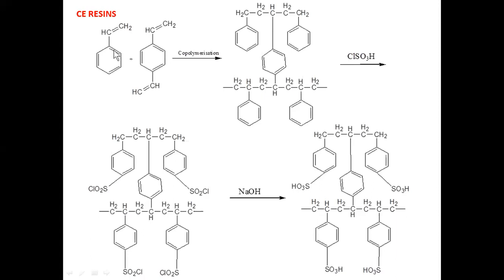Copolymerization reaction is performed between styrene and divinyl benzene in order to get a copolymer. It is further treated with chlorosulfuric acid to get SO2Cl attached phenyl rings, and this on further treatment with sodium hydroxide, we are able to get cation exchange resin in the form of hydrogen ion. SO3 minus is going to be the polymeric species.